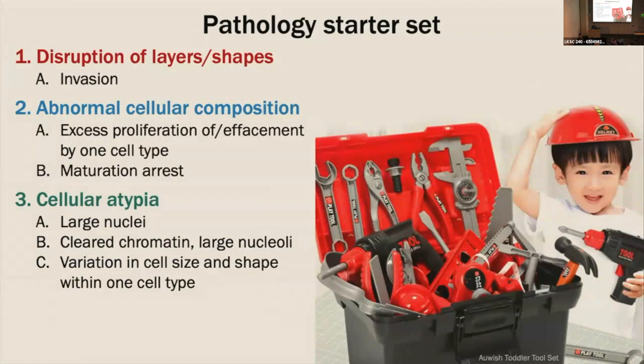And these are all just the flip side of the coin to the histology starter set. So if normal histology has certain shapes and layers, then cancers tend to invade through layers. And then cancers tend to be excess proliferations of one cell type, and they're often arrested at one stage of maturation. And then aggressive tumors tend to have these big nuclei with cleared chromatin and prominent nucleoli, like little eyeballs looking back at you. And they often have a spectrum of messed up cell shapes and sizes.